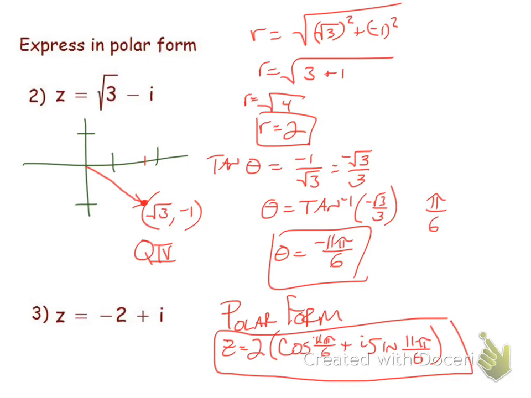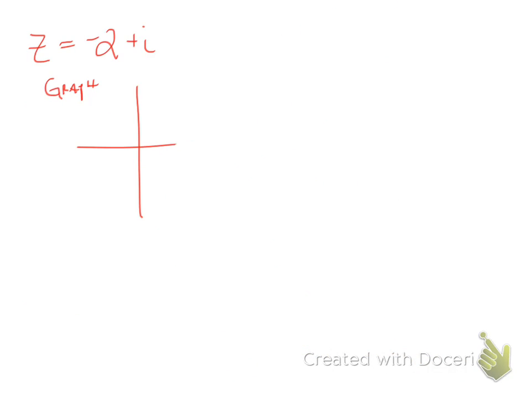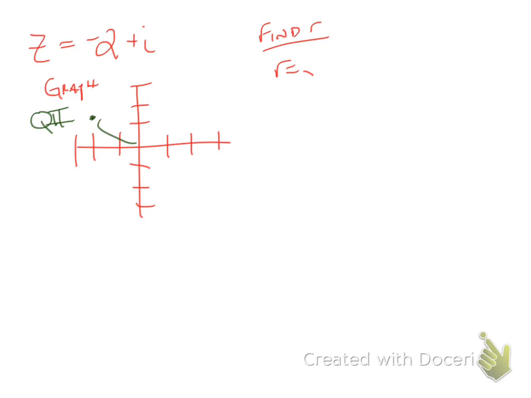I'm going to do this next example on the next page. z is equal to -2 plus i. So I'm first going to graph it. And I have -2, +1, so it's in quadrant 2. So when I find r, that's going to be r equals the square root of -2 squared plus 1 squared. So r is equal to square root of 4 plus 1. r is equal to square root of 5.